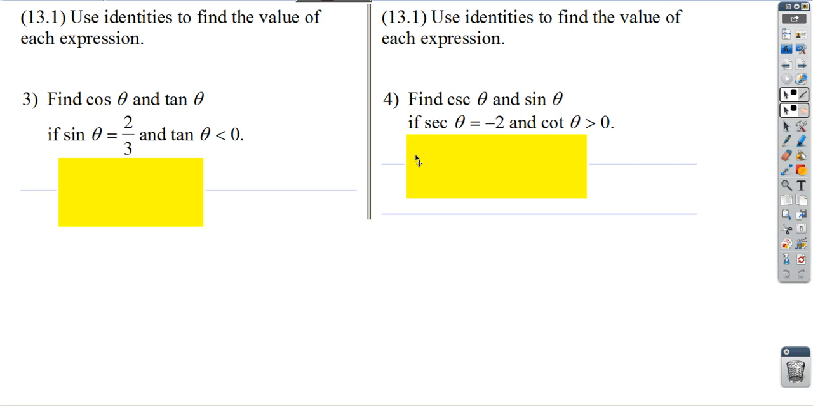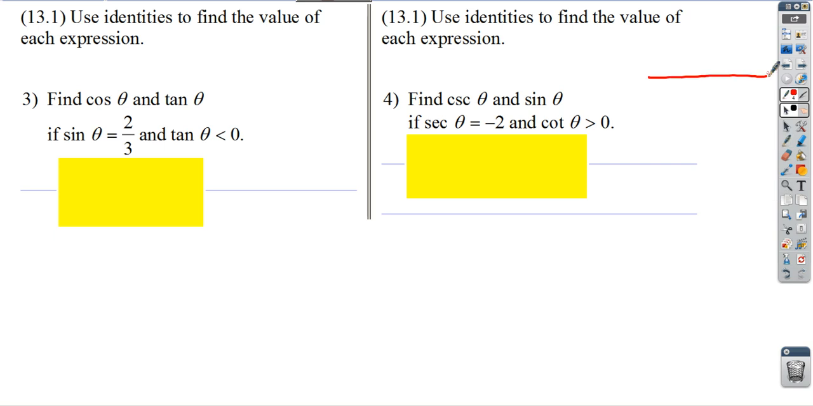Alright, so continuing with the Chapter 13 practice test. I think we'll probably just do one of these because they're pretty much done the same way. It says find cosine and tangent if sine is given there. I think the second one is a little bit harder, so we'll do number 4 instead.